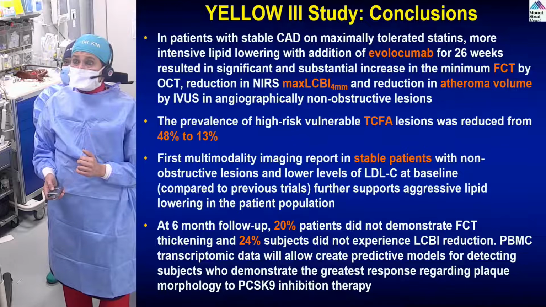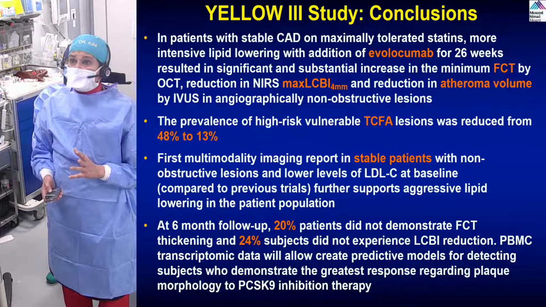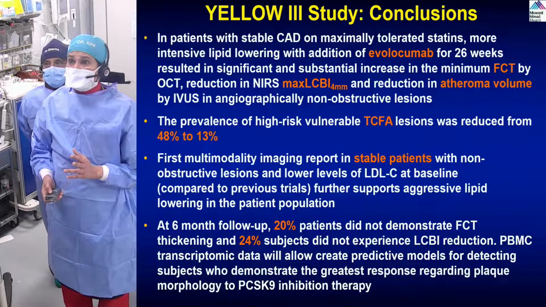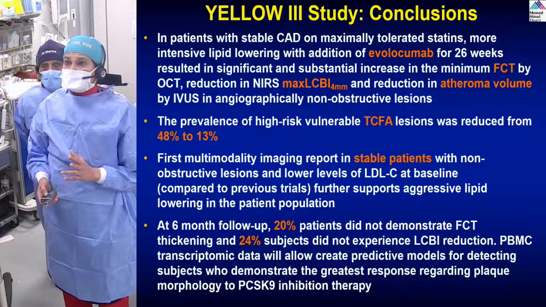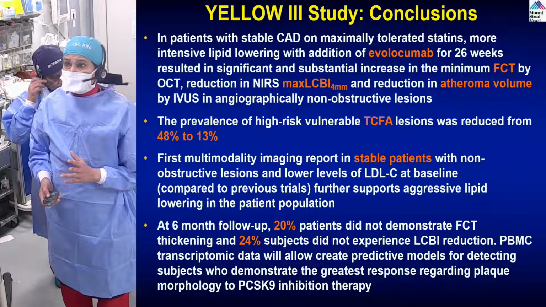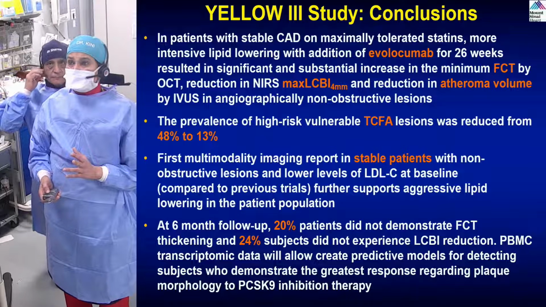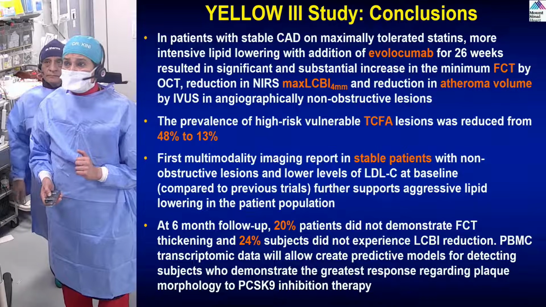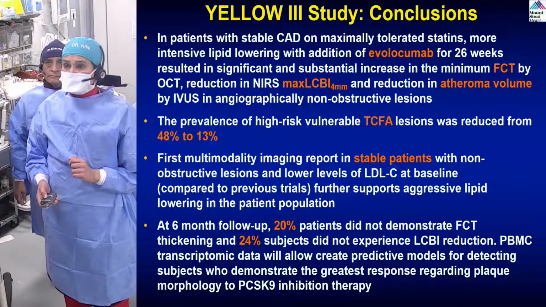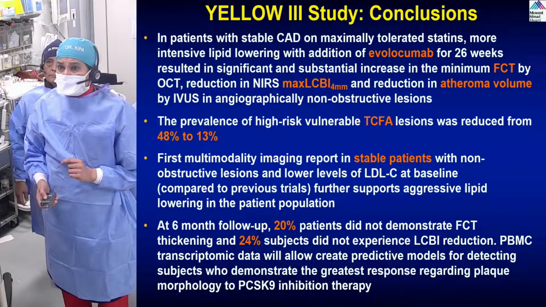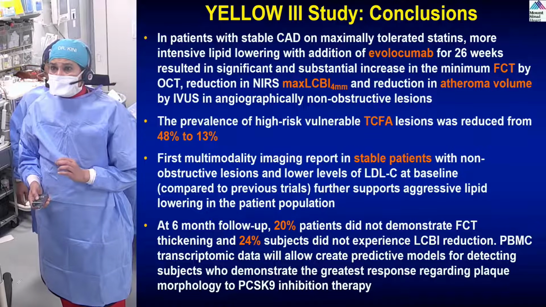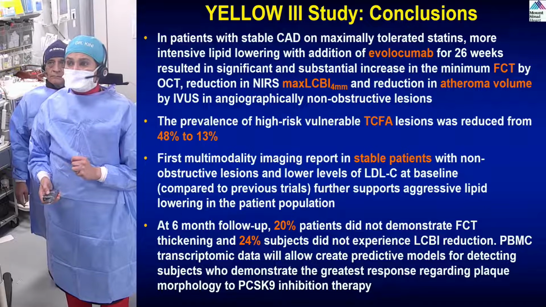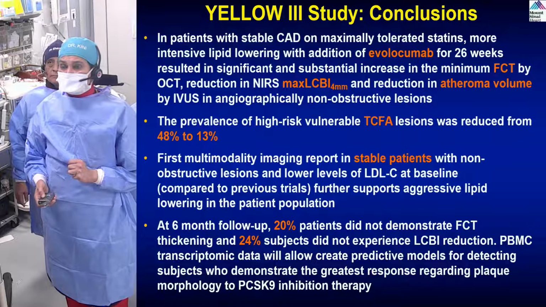So we concluded that this is the first study to be done on stable patients who got evolocumab for 26 weeks, resulting in a significant and substantial increase in minimal fibrous cap thickness by OCT, reduction in NIRS, and reduction in percent atheroma volume by IVUS in angiographically non-obstructive lesions. And the prevalence of vulnerable TCFA lesions reduced from 48 to 13%. This multimodality imaging report of stable patients with non-obstructive lesions and lower levels of LDL at baseline compared to previous studies further supports that aggressive lipid lowering in this patient population is important.